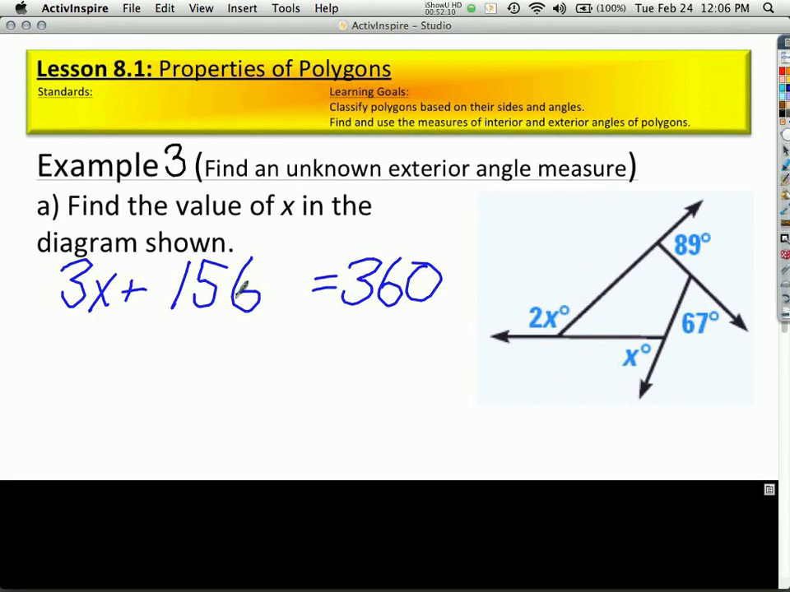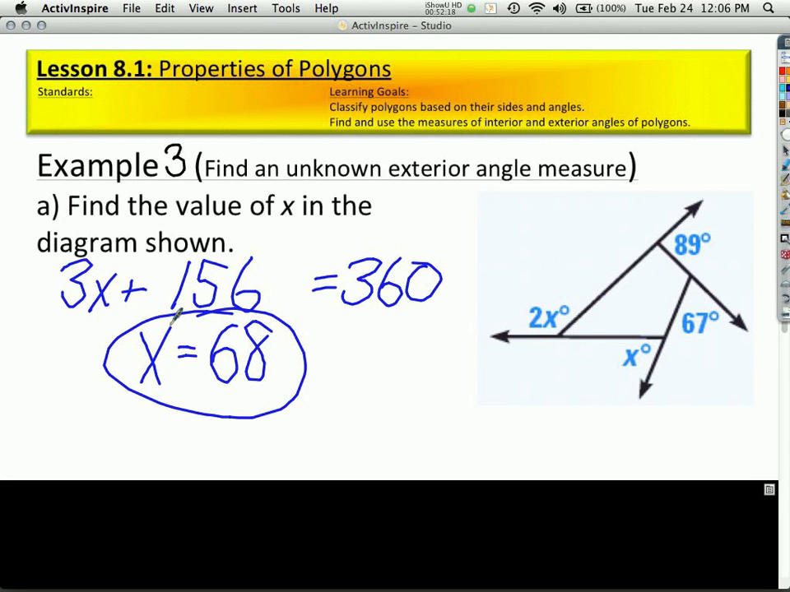Davis, what'd you get? X equals 68 degrees. Is that what you got, Alicia? Yes. X is 68. So we've got a 68 degree angle here, and then a 36 degree angle over there. Any questions about how we use the other tool?